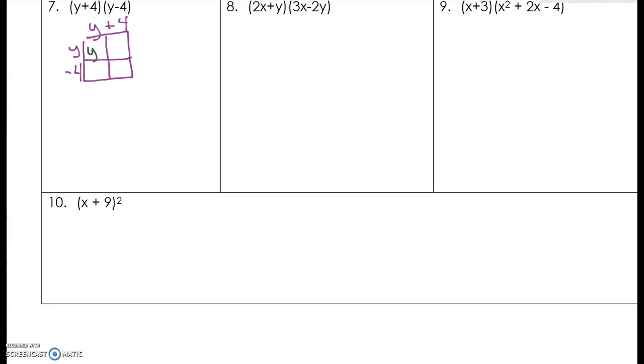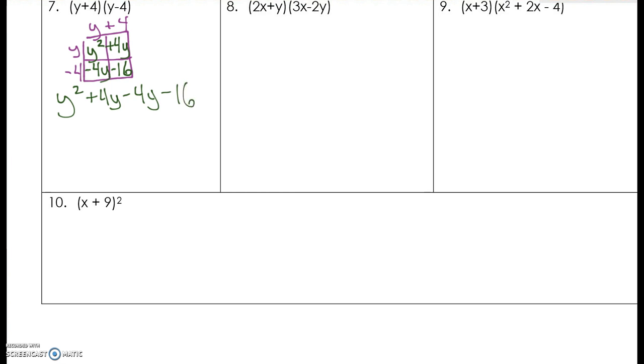So y times y would be a y squared. Y times positive 4 is a positive 4y. Y times negative 4 is a negative 4y. And negative 4 times positive 4 is a negative 16. After multiplying, we want to take the terms inside of each of the boxes and write them out horizontally. So y squared plus 4y minus 4y minus 16.